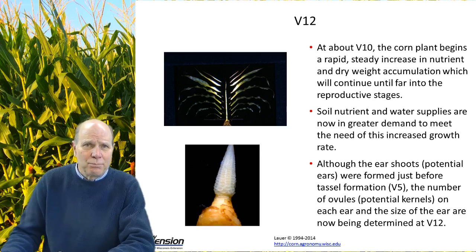The others are present, but they oftentimes aren't expressed because of this dominant one that's grown at the highest position. But again, a corn plant will oftentimes produce 8 ear shoots on the plant, and that's very typical for corn in Wisconsin.